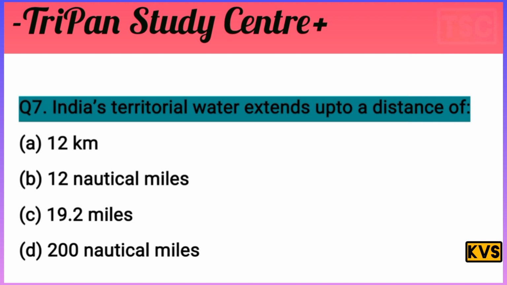That's important. You know that two options are already eliminated, because they are very different from this answer. First, A, 12 kilometers, eliminate, and C, 19.2 miles. Here two answers are important: 200 nautical miles, and B, 12 nautical miles. That's important, but the answer is one. The answer is B, 12 nautical miles. That's the important answer here. 12 nautical miles. Let's see the next question.